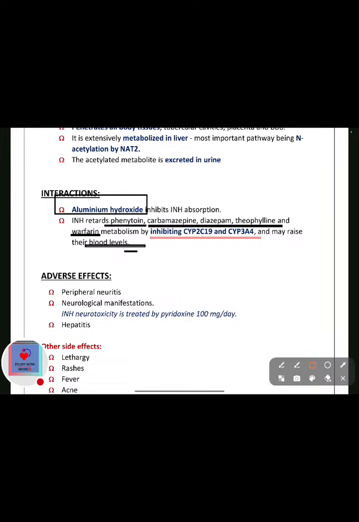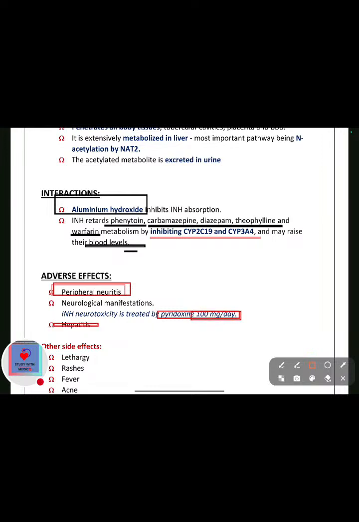Okay, adverse effects is peripheral neuritis. Remember the adverse effects, I'm marking with the red one. Adverse effects is very important. Peripheral neuritis can be overcome by giving pyridoxine. This is a neurological manifestation. If there is neurotoxicity, treat with 100 mg pyridoxine.